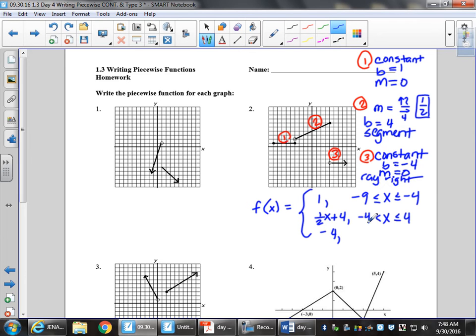So what is the equation for this final piece? Now I know I have a ray, so it's not going to be x between two values like it was here. If it's a ray right, is that going to be x greater than or x less than? X greater than 4.